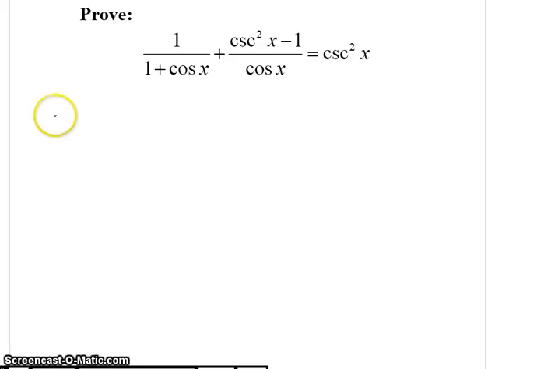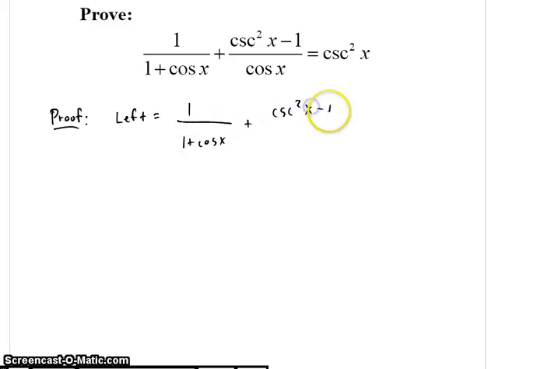So the first thing I'm going to do is declare that I'm doing a proof, and I'm going to pick a side. I'm going to pick the left side. All right. And I'm trying to make it equal to cosecant squared x. So always keep our eye on the prize, make sure we know what we're trying to get. And if I look at this left side, what can I do here?